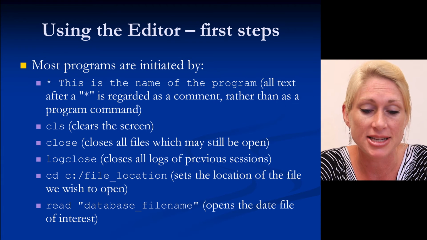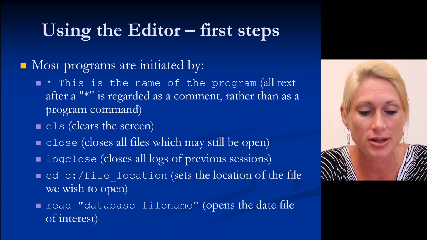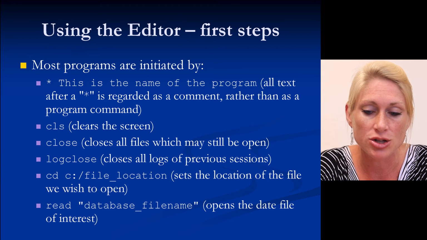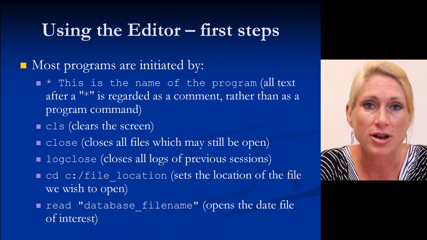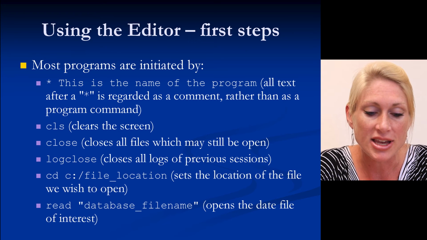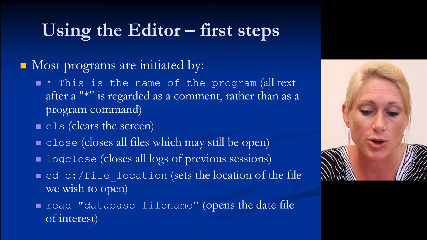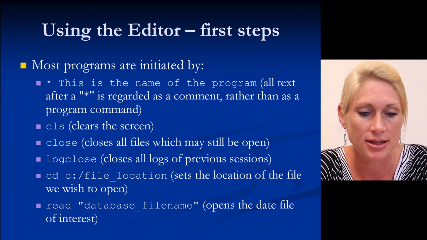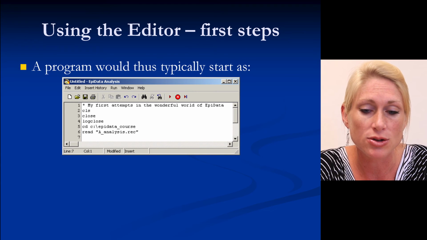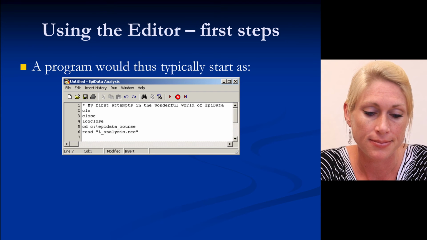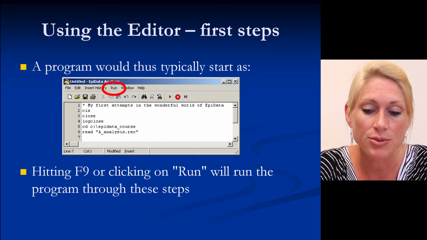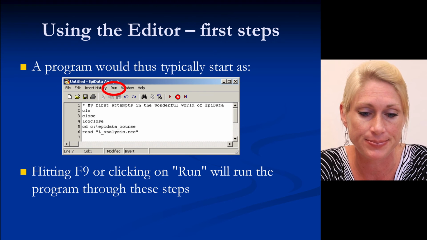CLS clears the EpiData Analysis screen. The command close closes all files which may still be open. We then want to set the location of our file that we wish to open, CD followed by the name of the file location, and then finally read and the name of our file name in inverted commas. And this will open the data file of interest. So that series of commands would look something like this in the editor screen. Hitting F9 or then clicking Run will run the program through these steps.